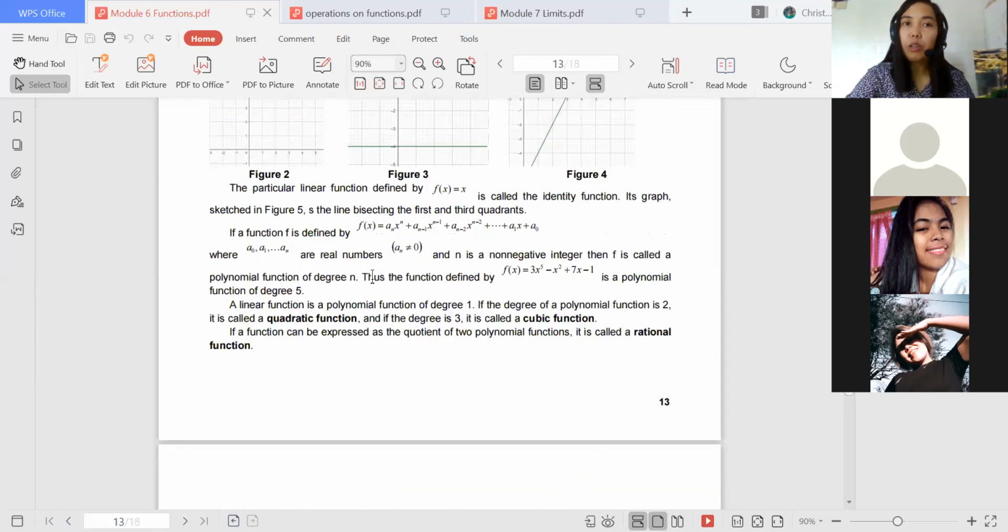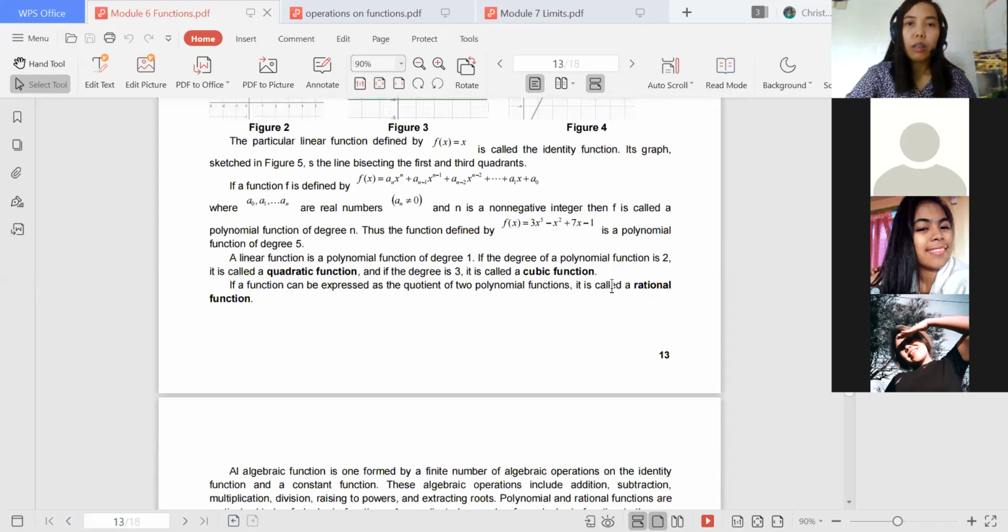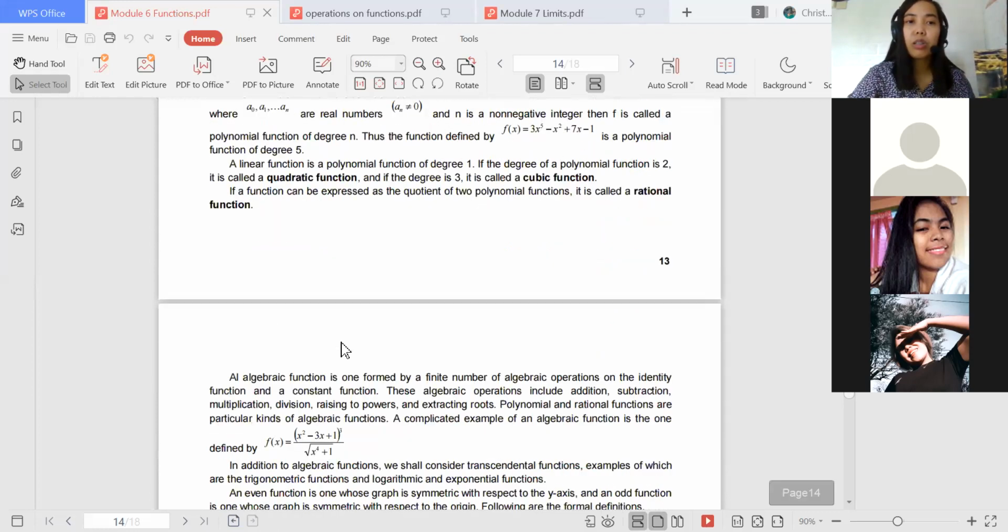And then we also have polynomial functions. So this is the form for polynomial functions. And under polynomial functions, class, we have linear functions, quadratic functions, cubic functions, rational functions. Those are kinds of polynomial functions.